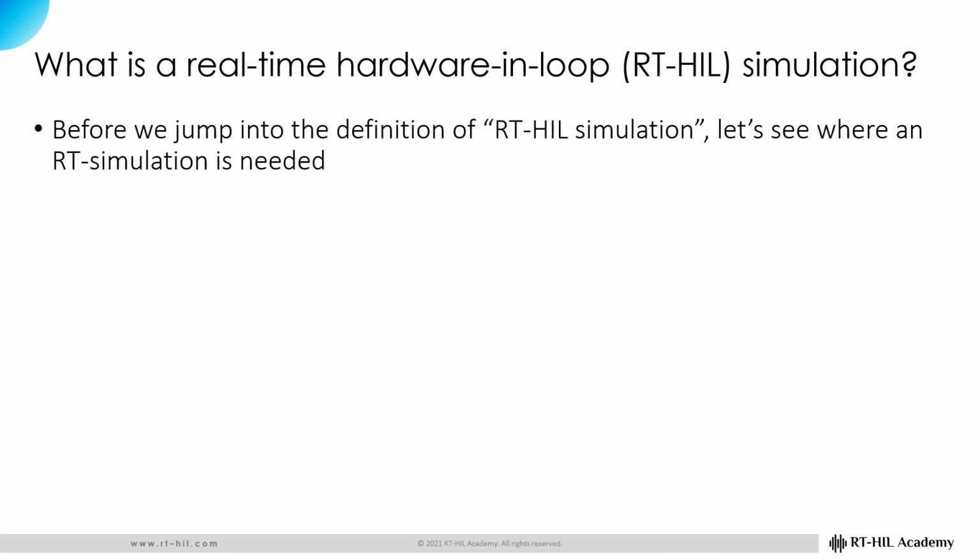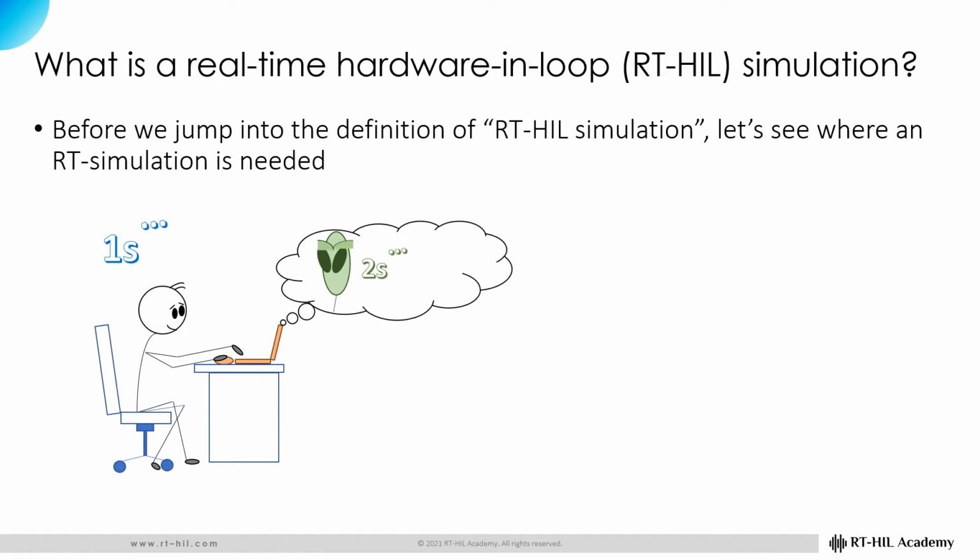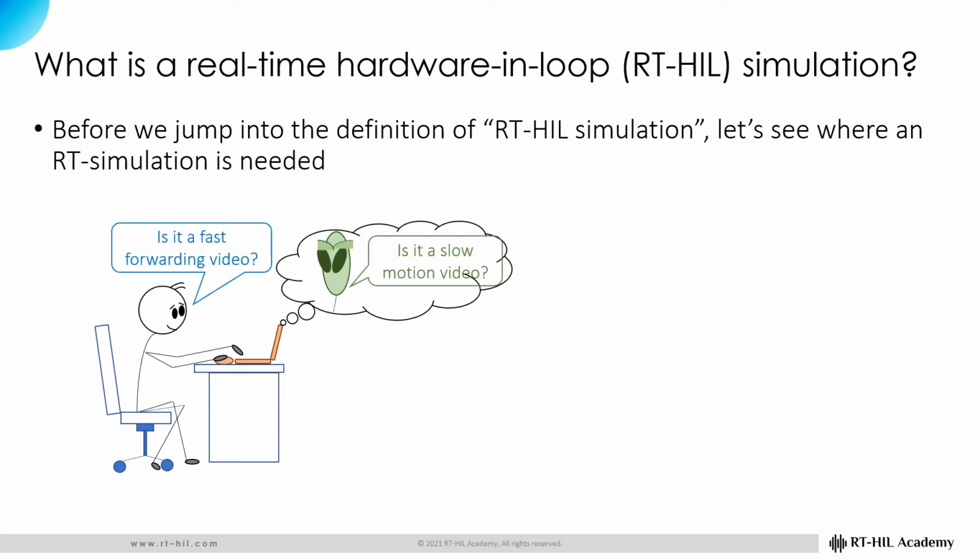Now, before we jump into the definition of real-time hardware-in-the-loop, or RT Hill simulation, let's see where a real-time or an RT simulation is needed. Let's assume that you want to Skype with a UFO who lives in a different world. Not just on a different planet, but in a parallel universe where the time runs 2 times faster than it does in our world. That means, for each 1 second that passes in our world, 2 seconds pass in the world of the UFO. So, from your perspective, the UFO would look like a fast-forwarding video, whereas, from the UFO's point of view, you would look like a slow-motion video.